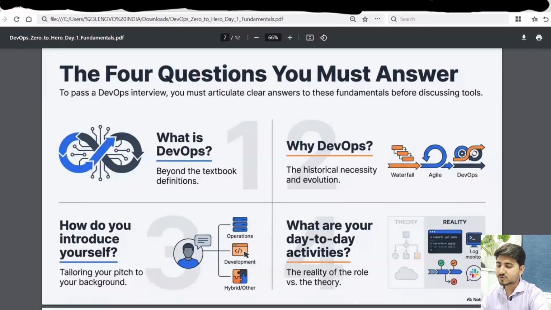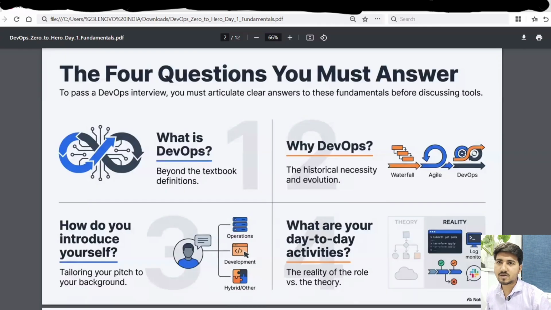There are four questions which you are supposed to ask. What is DevOps? Why is DevOps required? How do you introduce DevOps? And what are your day-to-day activities? So we'll understand each and everything step by step. The first thing is, what is DevOps?